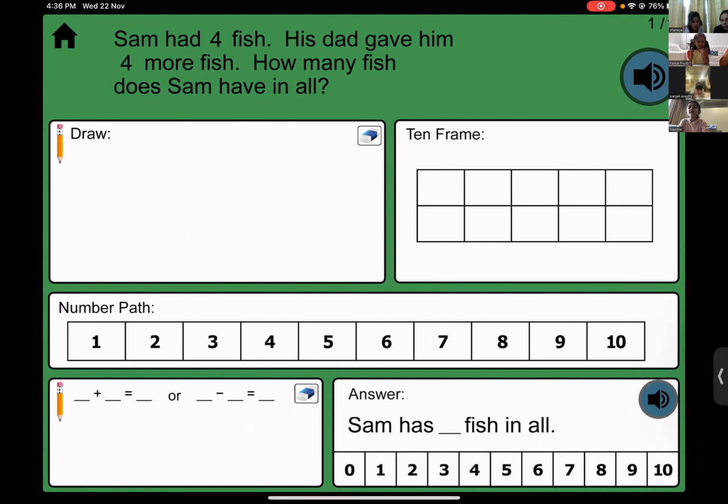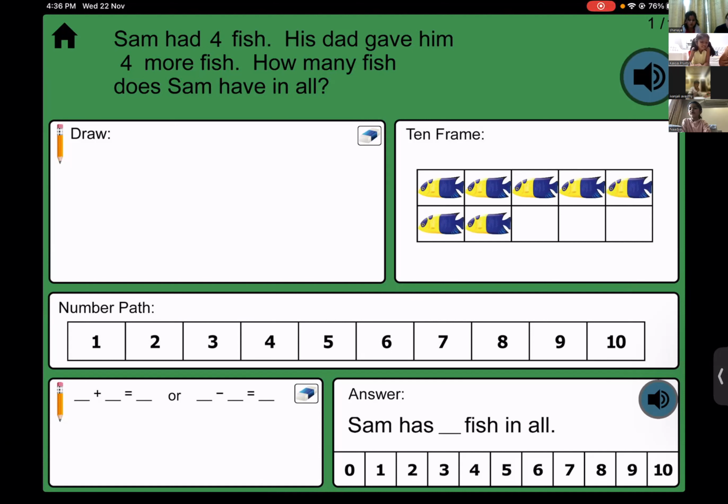Sam has 4 fish. His dad gave him 4 more fish. How many fish does Sam have in all? What should I do first, Nadia? 4 fish. And then 4 more. Okay. Now, because of the 10 frame, you don't even need to count. 4 plus 4, 8 is visible, because we have seen that the pattern here is 8, right?